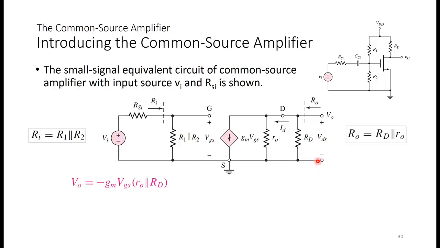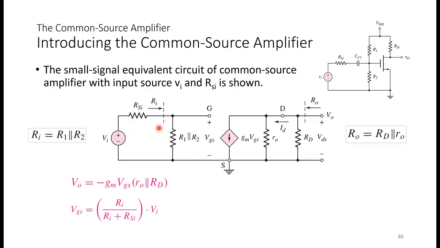And then once I have this expression, I cannot yet write V out over V in because I don't have V in, but I know a way of finding VGS in terms of V in, which is going to be VGS from Vin through the voltage divider rule. So just now we said the input voltage will see RSI to be in series with RI. That's all that it's going to see.